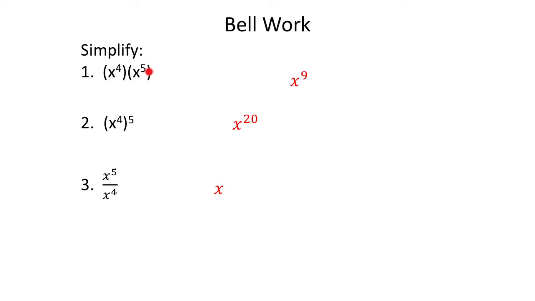And this first one, you'd have to add those exponents to get the 9. On this one, with the separation of the parentheses, you'd have to multiply the 4 and 5 to get 20. And then 3, you're going to take the 5 and subtract the 4 because it's being divided, the bases. So that's x to the power of 1. Just show it as x. Good.